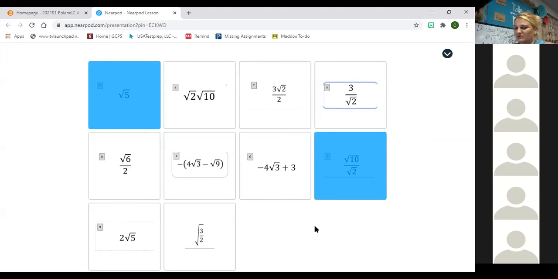Sometimes the radicals are written like this, and Ms. Boland does not like it, but they are. Sometimes they're written like this. Can anybody tell me what that means? Square root of 9 over 4. It means that both of these have square roots. So that means that the square root is for that and the square root is for that. You guys got that? Mm-hmm.